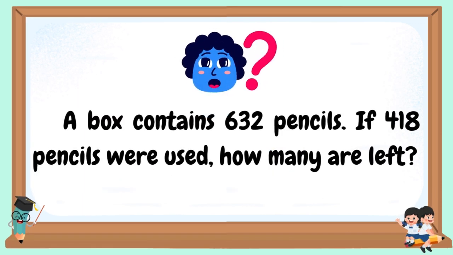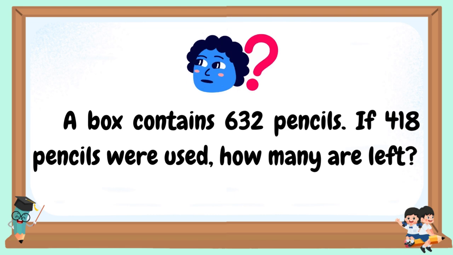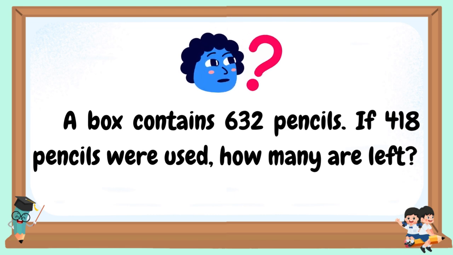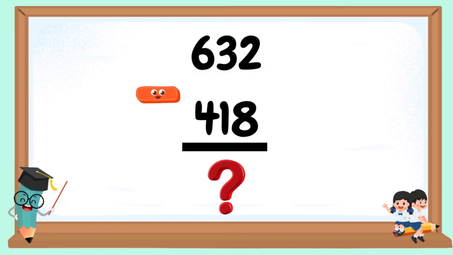Example 2 with regrouping. A box contains 632 pencils. If 418 pencils were used, how many are left? 632 minus 418. 2 minus 8 cannot be done. That's why we need to borrow 1 from 3. 3 will become 2 and 2 will become 12.